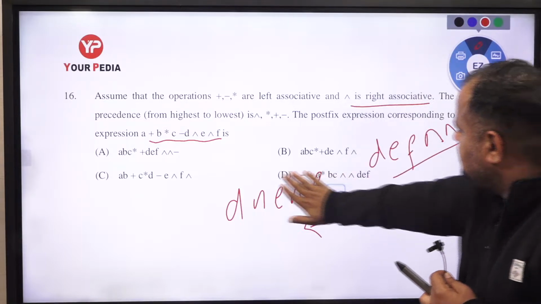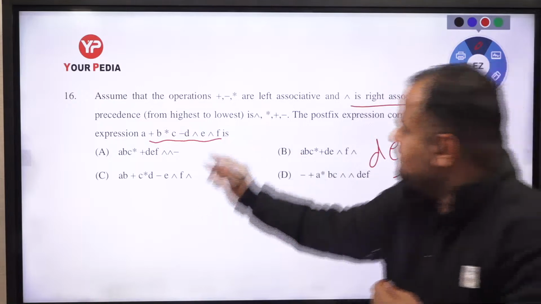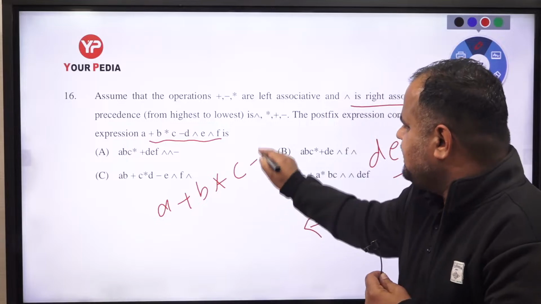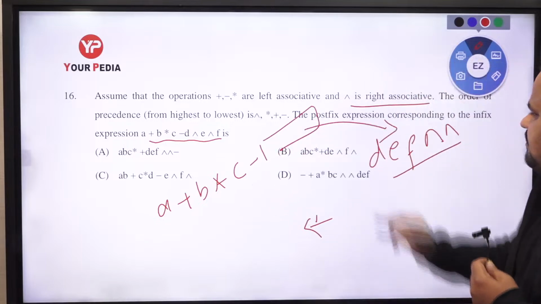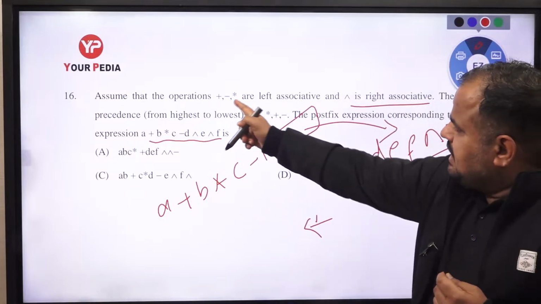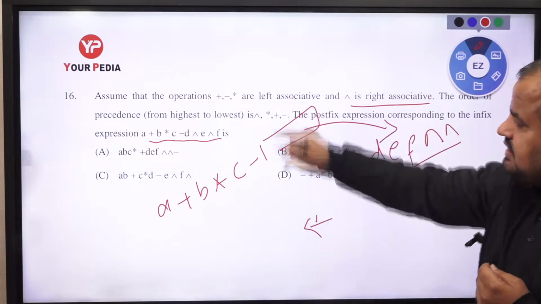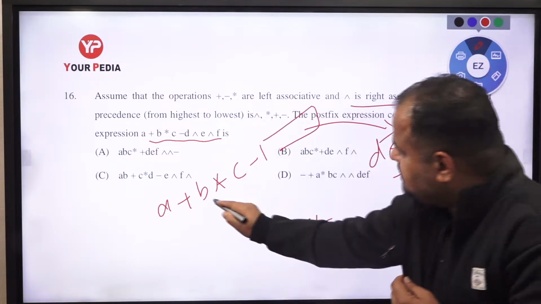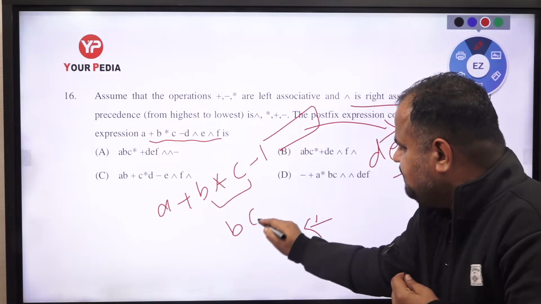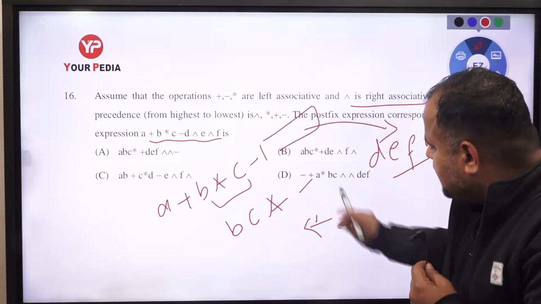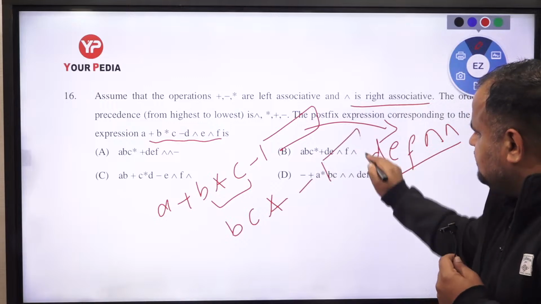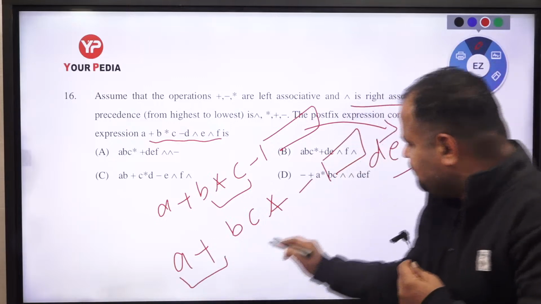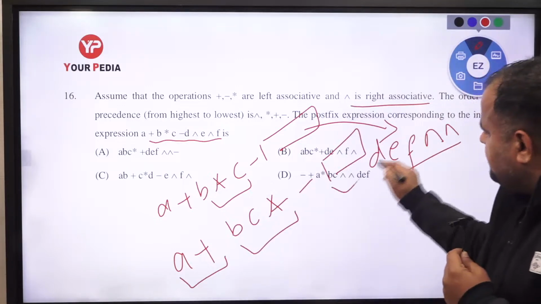Fine. Now what you have to do? Now the remaining part is A plus B star C minus something, and minus is this part. Fine. Now plus, minus, star are left associative, keep in mind, but we know that star is higher priority. So first solve this one. So B C star, minus something. And here we have A plus. One part is this, one part is this, and one part is this.